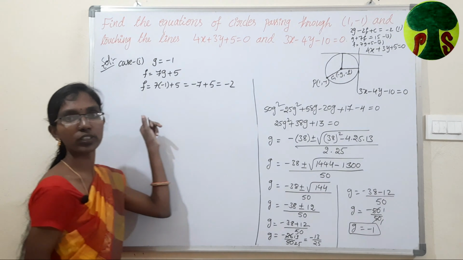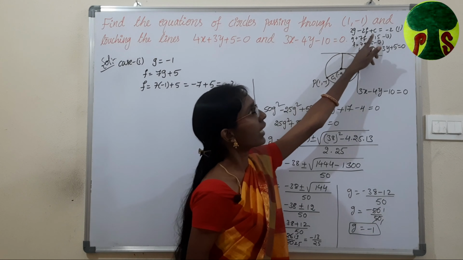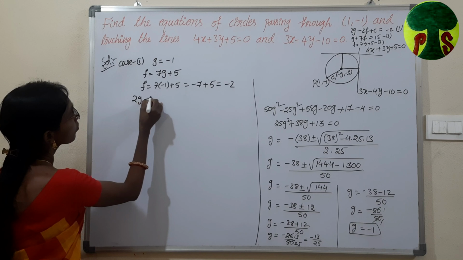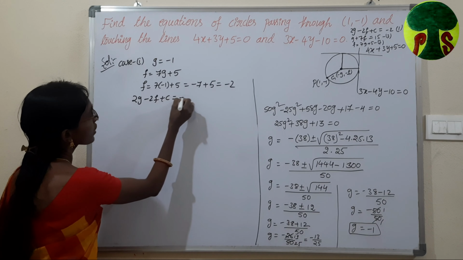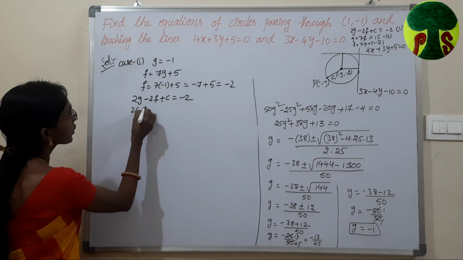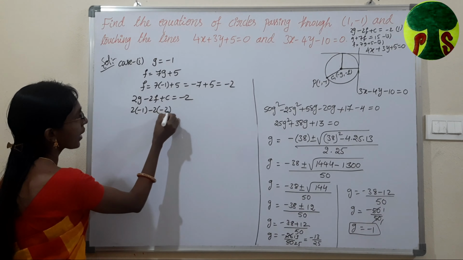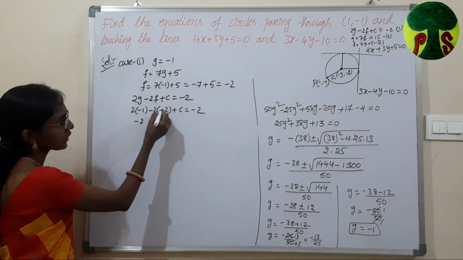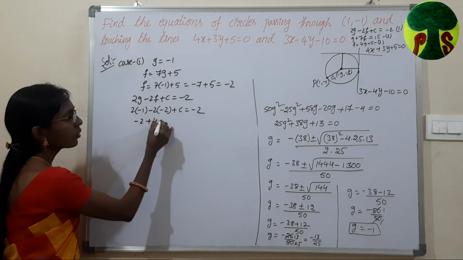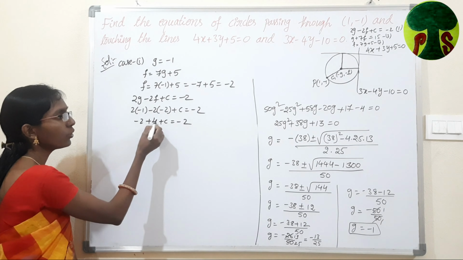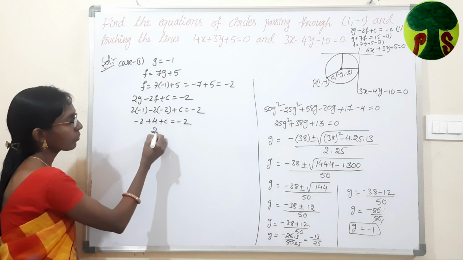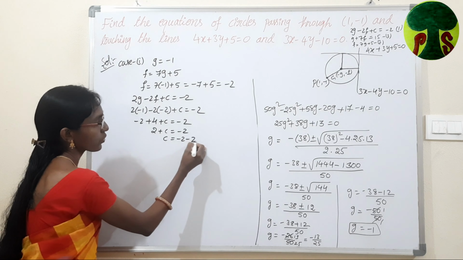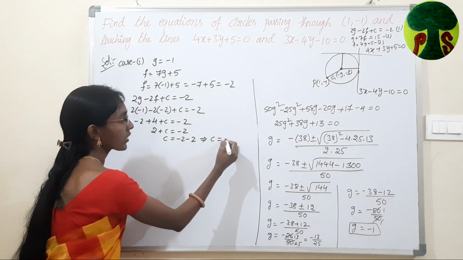These two values we have to substitute in equation 1. Then we will get the value of c. What is equation 1? That is 2g minus 2f plus c equals minus 2. 2 into the value of g, minus 1, minus 2 into the value of f, minus 2, plus c equals minus 2. Minus 2 plus 4 plus c equals minus 2. Minus 2 plus 4 will give plus 2. Plus 2 plus c equals minus 2. Finally c equals minus 2 minus 2. That implies the value of c is minus 4.